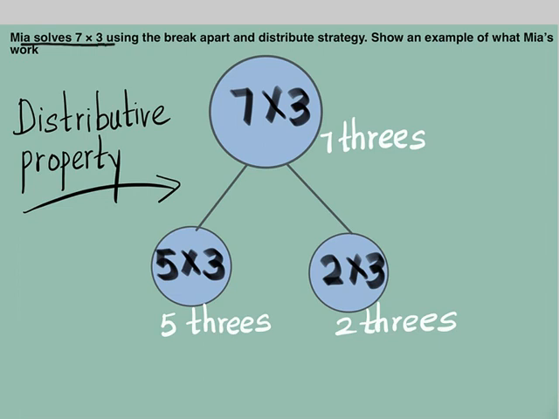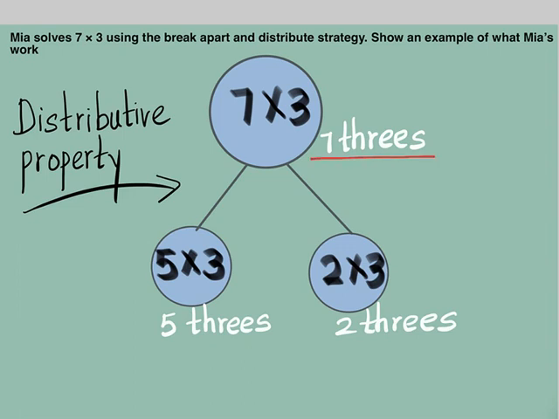Mia solves 7 times 3 using the break apart and distribute strategy. Show an example of Mia's work. So what is Mia doing here? Mia is trying to solve 7 times 3, using a distributive property strategy.